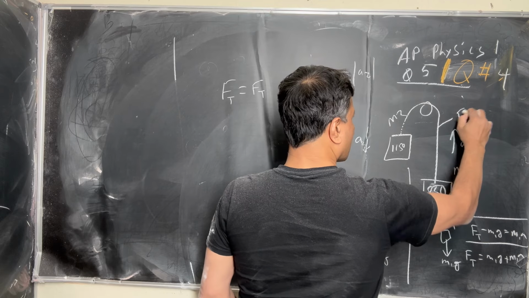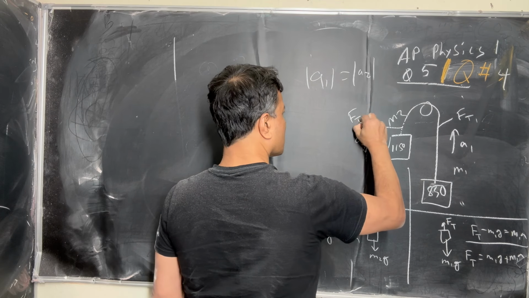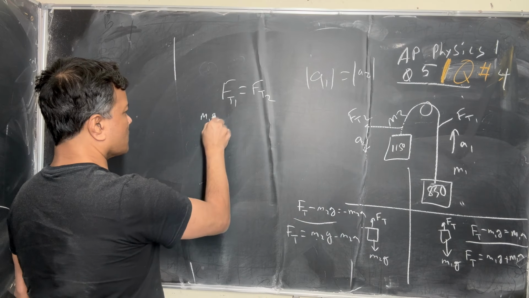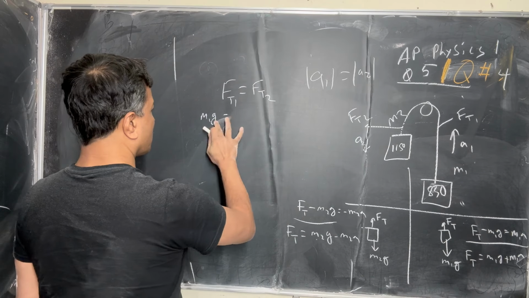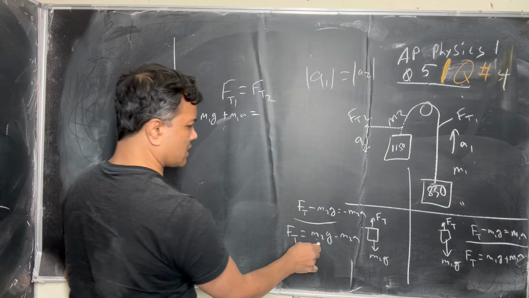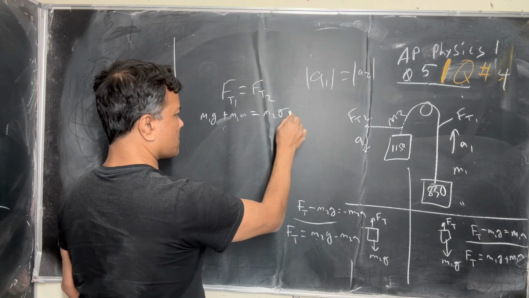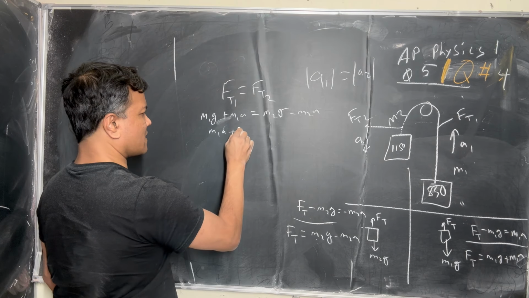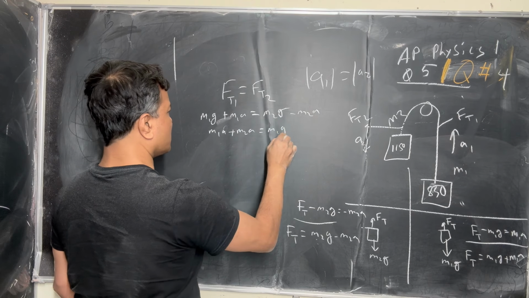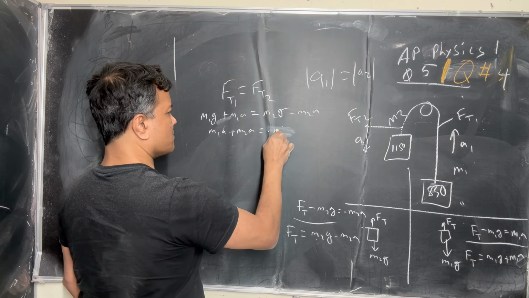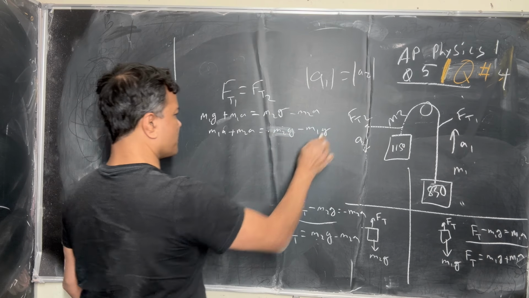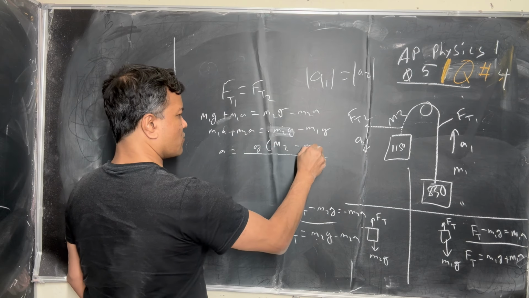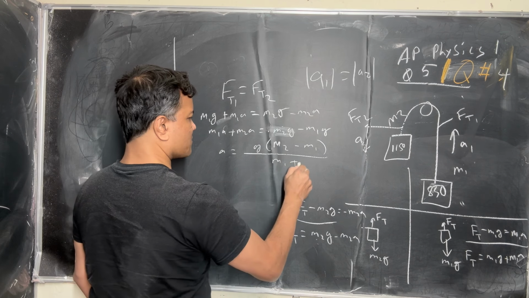So Ft1 is equal to Ft2. Okay, so what is Ft1? M1G plus M1A is equal to M2G minus M2A. So what's going on? M1A plus M2A is equal to M2G minus M1G. So a is equal to g times (M2 minus M1) over (M1 plus M2).